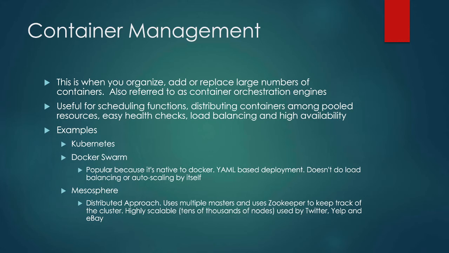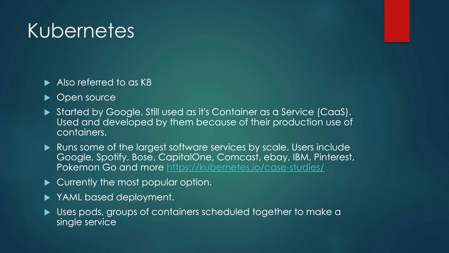Some examples of container management software are Kubernetes, Docker Swarm, and Mesosphere. As of right now, Kubernetes is one of the more popular ones and seems to be going up in popularity. However, Docker Swarm is popular because it is native to Docker. It uses something called YAML to do the deployments. YAML is a little bit like JSON in that it's this mildly human readable language to describe what something should look like. Downsides to Docker Swarm is it doesn't do load balancing or auto scaling, which is one of the things that makes Kubernetes a little bit more popular.